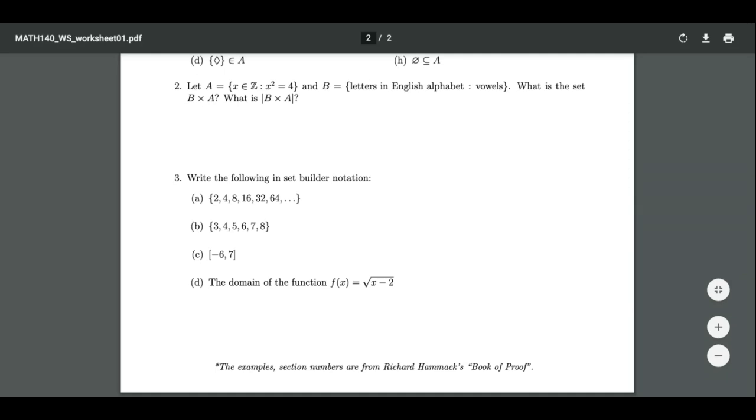So the size of B cross A is 10, all right, because the size of A is 2, the size of B is 5. 2 times 5, we should have 10. We should have 10 elements in B cross A.